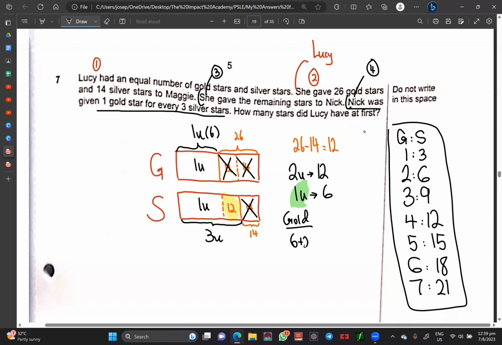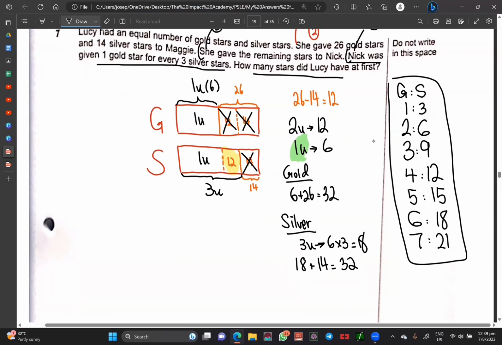For gold itself, it's basically over here as 6 because 1 unit is 6. So 6 plus 26, that gives me 32. All right, and for silver, it will be 3 units. So let's find 3 units first. That gives me 6 times 3, which is equal to 18. And the last part, don't forget to add in, that's 18 plus 14, that gives me 32. So when this happens, right, you know that the number of stars Lucy had at first will be 32 plus 32. And therefore, your answer for this question has to be 64 stars at first.